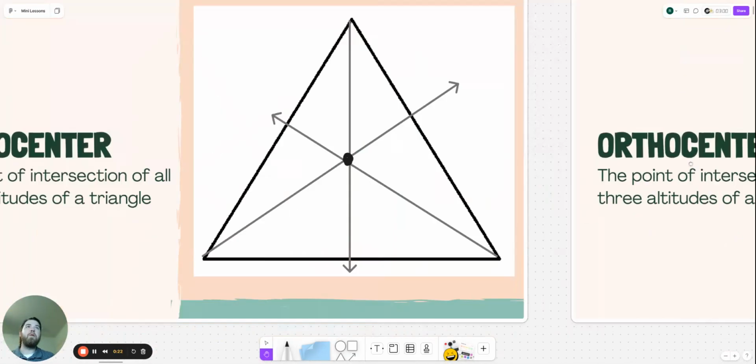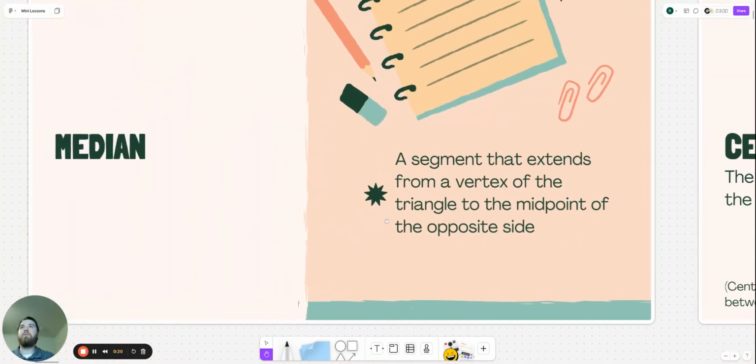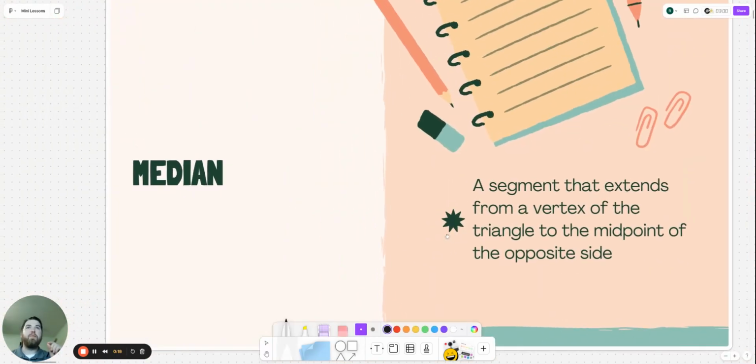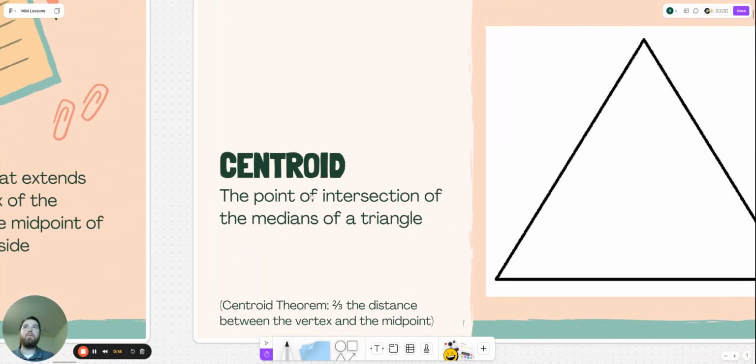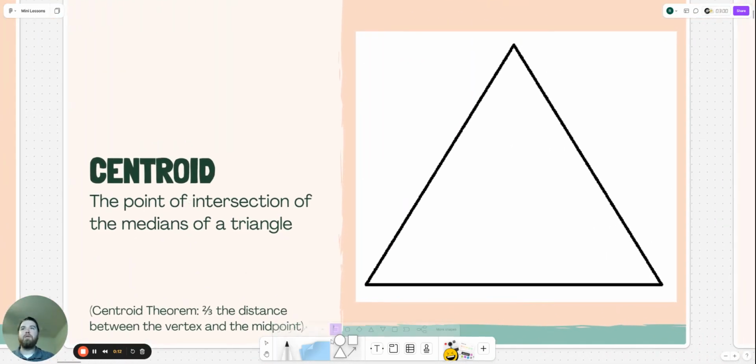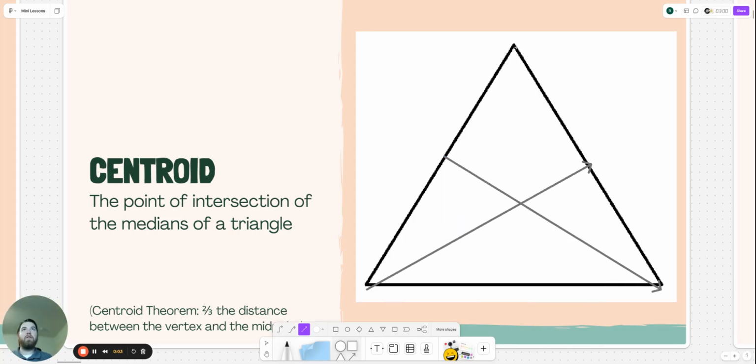So I'm going to skip over this other example here, and then I'm just going to jump down here. A median goes from the vertex to the midpoint of the opposite side. That's what a median is. And where all those medians meet is what's called the centroid. So midpoint to the vertex, midpoint to the vertex, and then midpoint to the vertex, and that's the centroid.